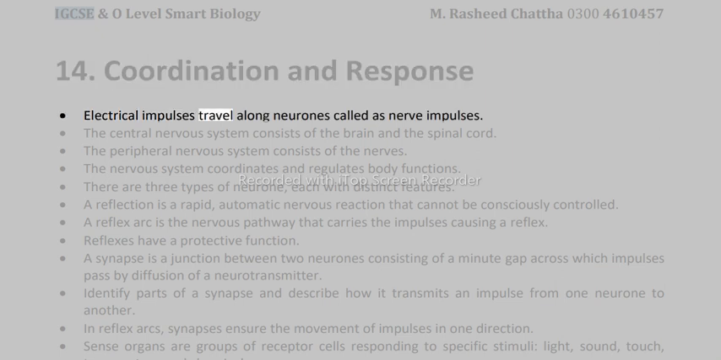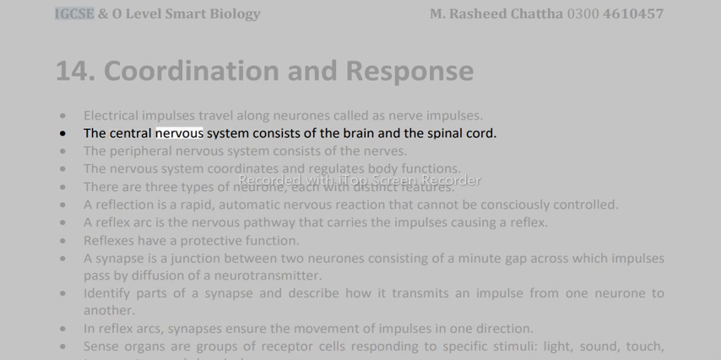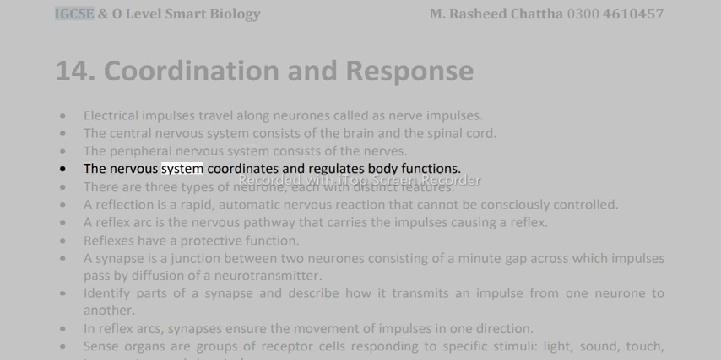Electrical impulses travel along neurons called nerve impulses. The central nervous system consists of the brain and the spinal cord. The peripheral nervous system consists of the nerves. The nervous system coordinates and regulates body functions. There are 3 types of neuron, each with distinct features.